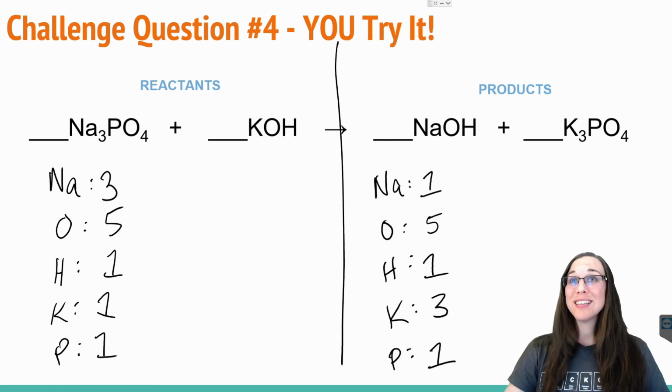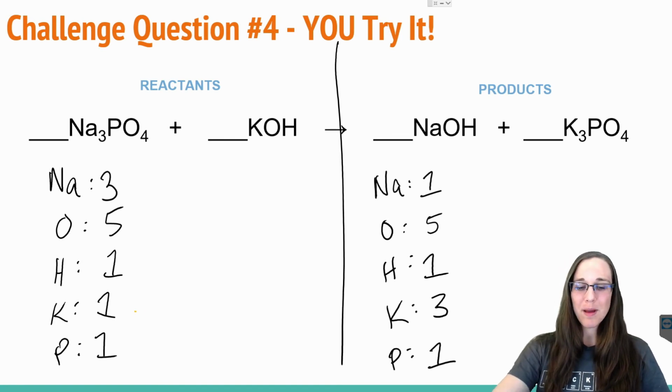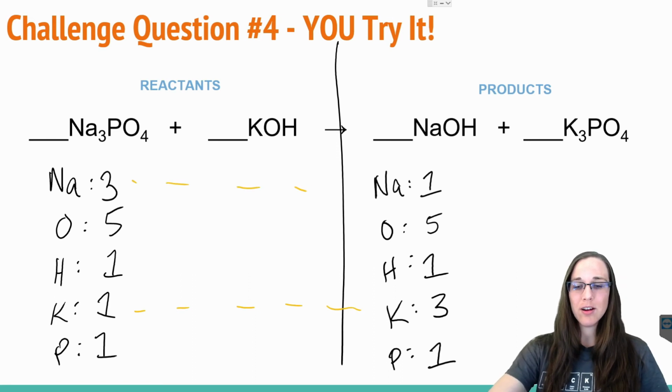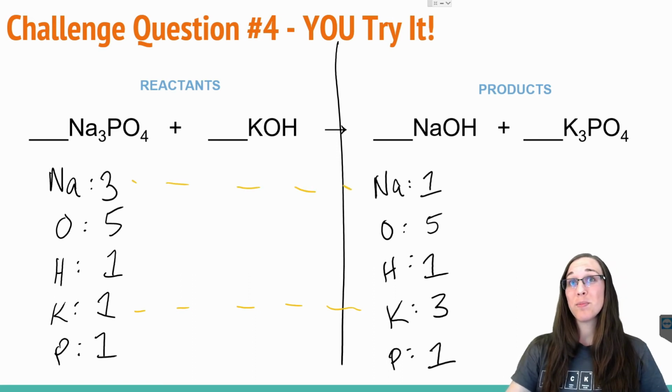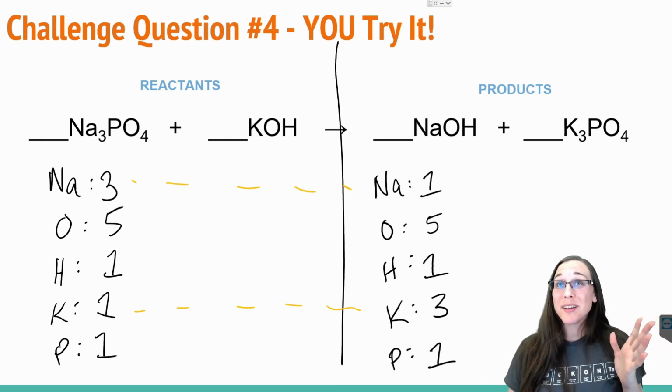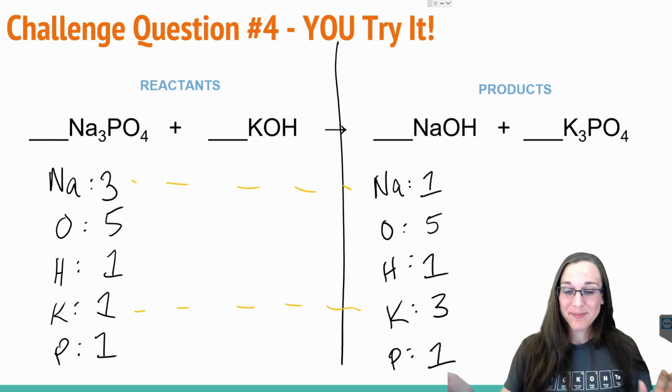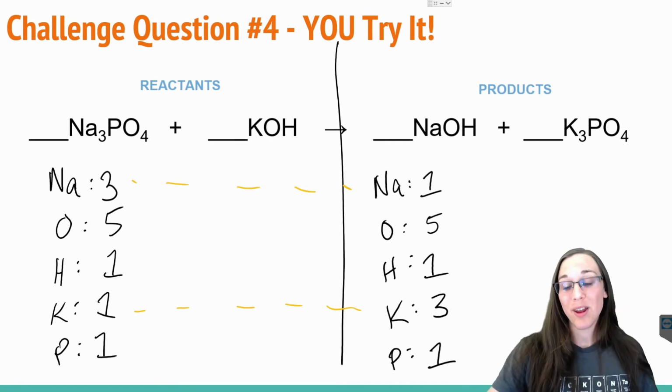Let's compare both sides. We see that our oxygens are balanced, so are the hydrogens. Potassium K is not balanced. We have balanced P atoms, and our sodium, our Na, is unbalanced. So we have to pick one of these unbalanced ones to work with here. So we have the option of sodium or potassium to try and balance those two. It doesn't matter which one we pick to start with, so let's just pick Na. We need 3 on the product side, so I'm going to put a 3 in front of Na.